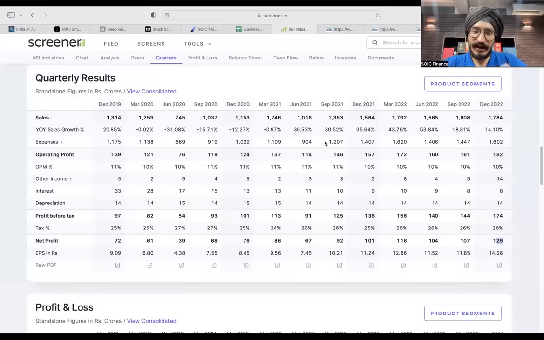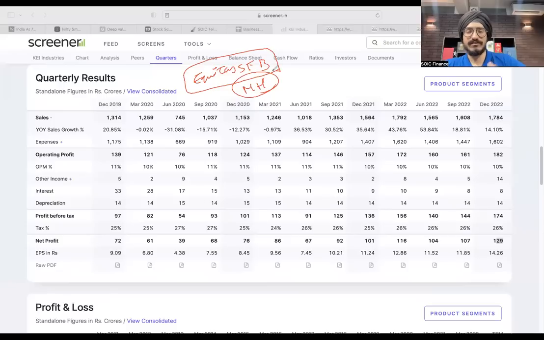So this is, I'll actually talk about all the businesses. Business-wise, what do I have? One is Equitas SFB. I think I've already answered this question a lot of times in the comment section. Then we have Narayana Hrudayalaya, right? So first I'll just mention this. Equitas SFB is there, Narayana is there, IIFL Finance is there, right?